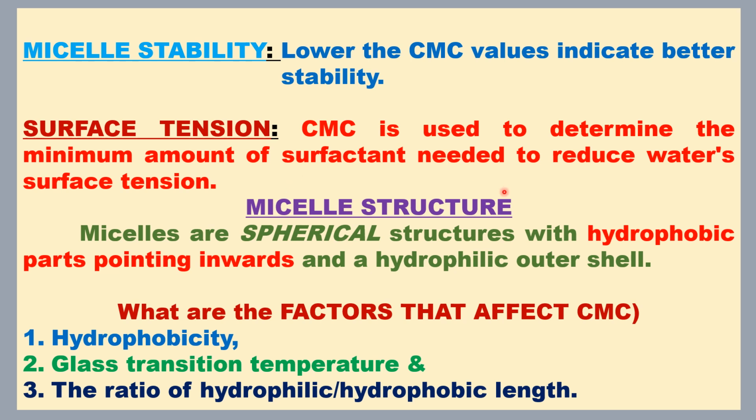What is the structure of a micelle? It is spherical in shape. Micelles are spherical structures with the hydrophobic part pointing inwards, because the surfactants are dissolved in water. So the hydrocarbon tails are pointing inwards, whereas the hydrophilic heads are pointing outwards. They form the outer shell.